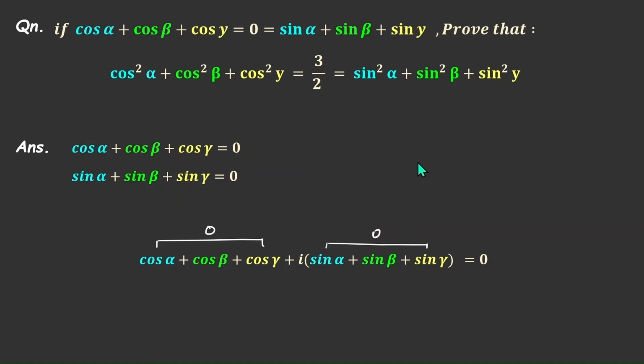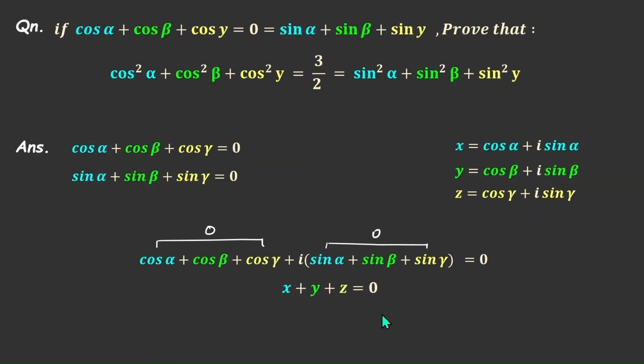So now we can take cis alpha, or cos alpha plus i sin alpha, as x. We can take y as cos beta plus i sin beta, and z as cos gamma plus i sin gamma, which as we talked about in the approach before. And this equation then simply translates to x plus y plus z is equal to 0, because the real parts would separate as cos alpha plus cos beta plus cos gamma, and the imaginary part would separate as sin alpha plus sin beta plus sin gamma, which would give us this equation. So now we're moving from cis alpha and angles to just the algebraic equation x plus y plus z is equal to 0.